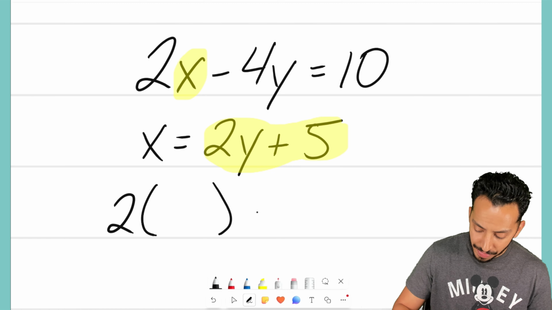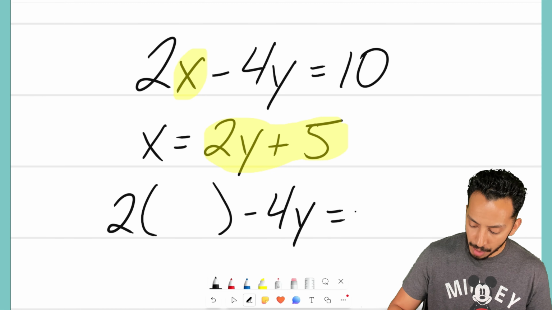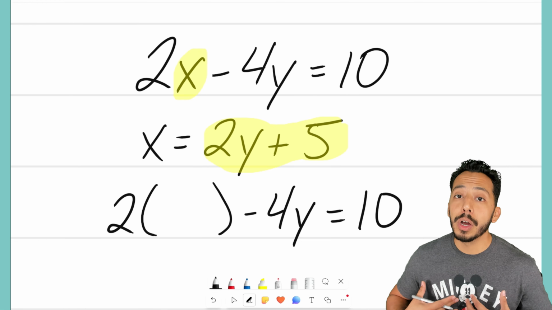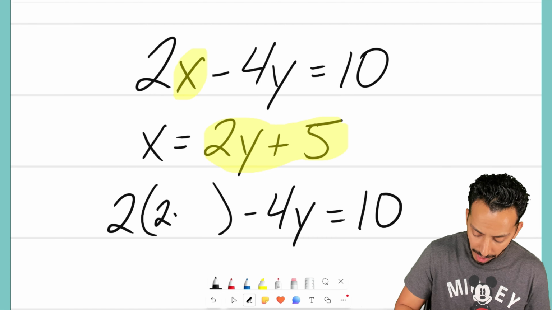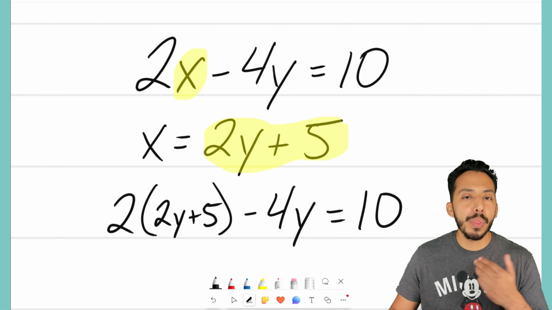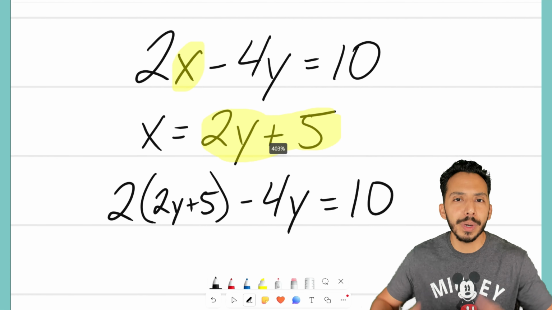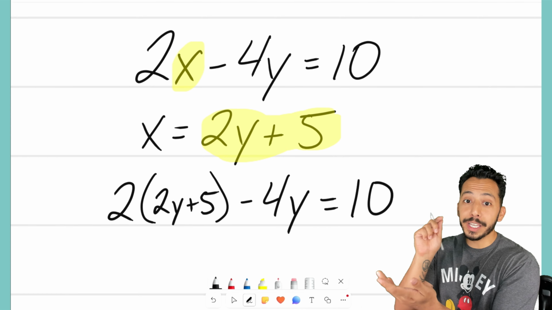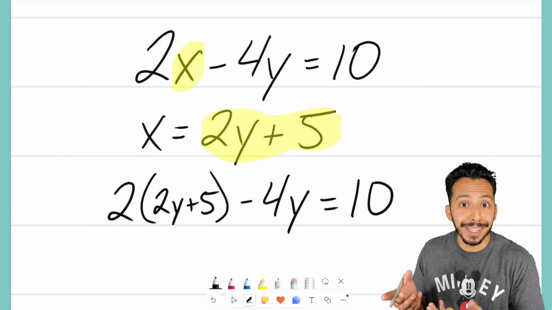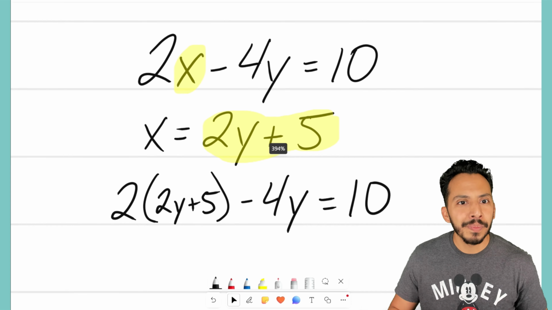I'm going to write that top equation again. But notice that I'm not writing the x variable, because I know what x is. X is 2y plus 5. So that is the substitution method. That's what helps us now have one equation with only one variable, a y, and we can solve this out. So let's solve this.